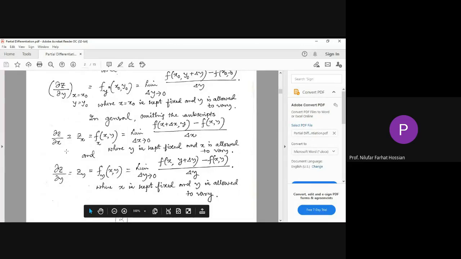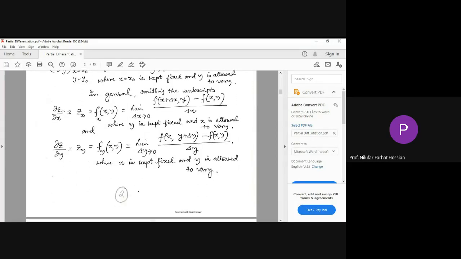we can write the partial differentiation formula like this: del z by del x, which can also be denoted by zx or fx. This is the subscript. If you give the subscript as x, it means it is a partial differentiation with respect to x. So fx of xy will be just like this. Y is not changing, you see. Y is kept constant, x is changing: f of x plus del x, y, minus f of xy, divided by del x when del x tends to 0. So here y is kept constant and x is allowed to vary. So this will be the partial differentiation of this function with respect to x.